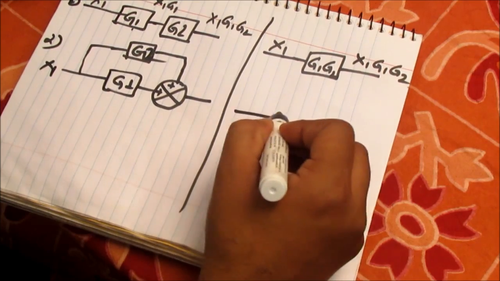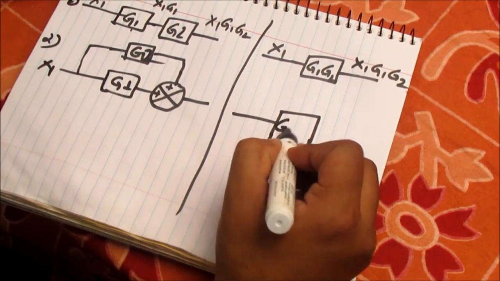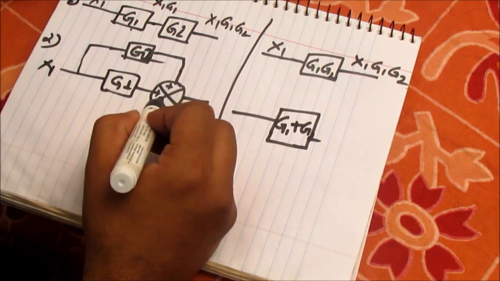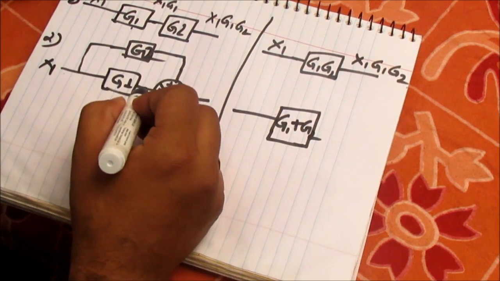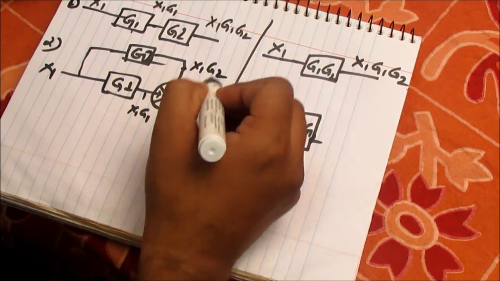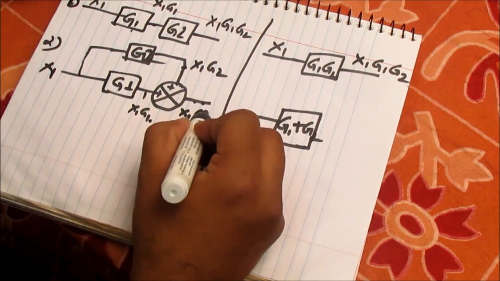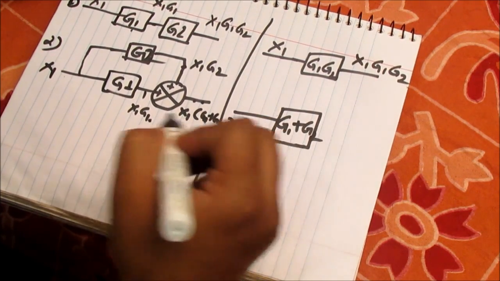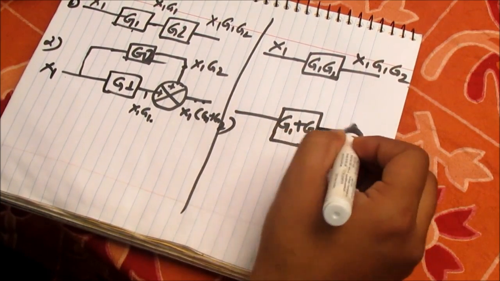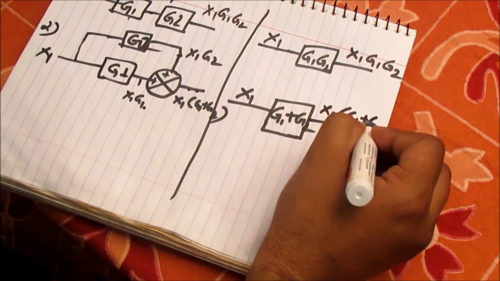This block can be represented by this equivalent diagram where we have the gain of G1 plus G2, because here it becomes x1 G1 at this point, and this point is x1 G2. So here it becomes x1 G1 plus x1 G2, that is x1 (G1 plus G2). Similarly, here in this equivalent diagram we can see input is x1 and the output is x1 (G1 plus G2).